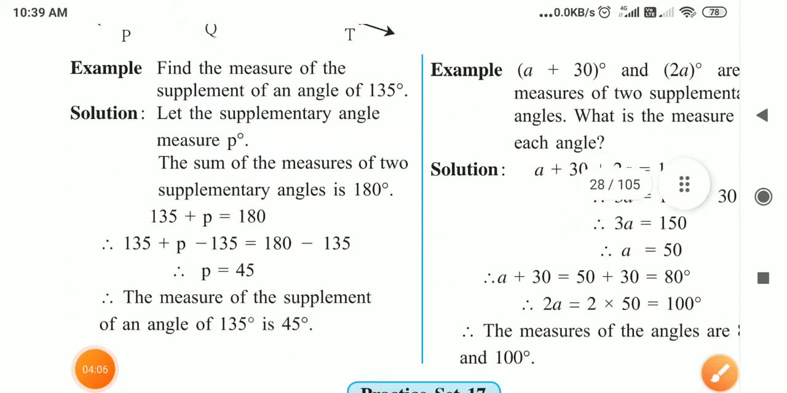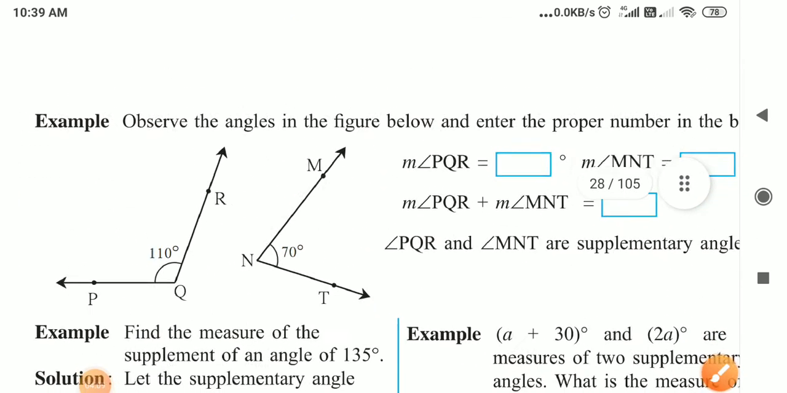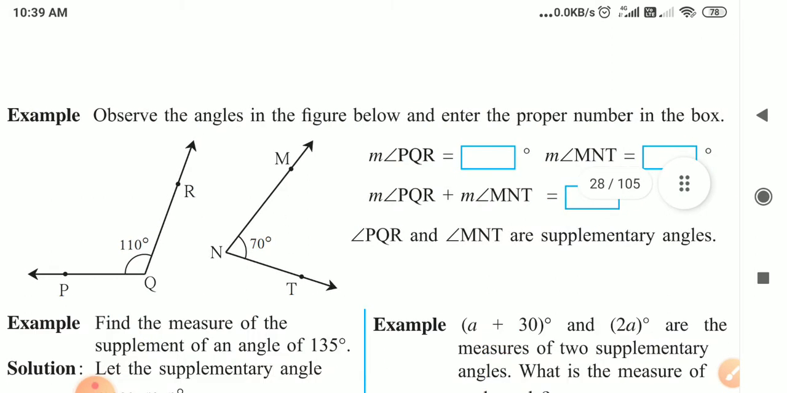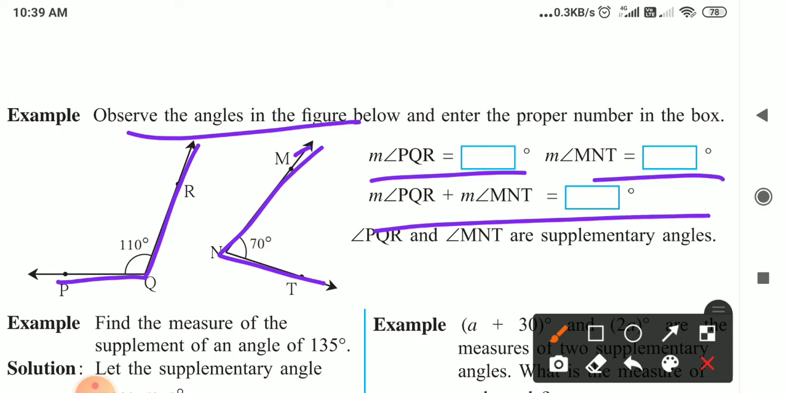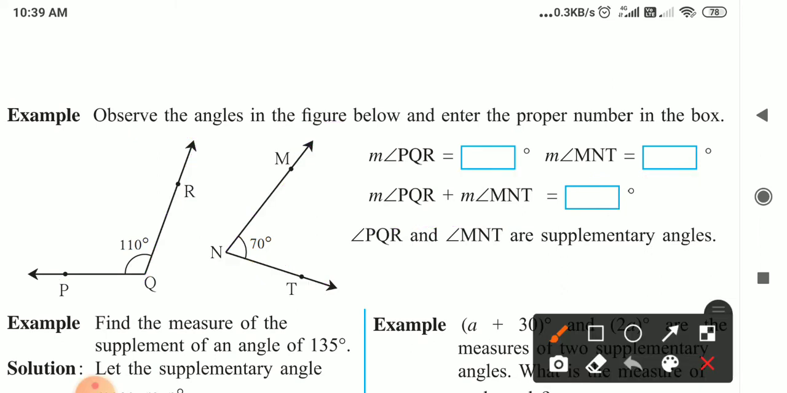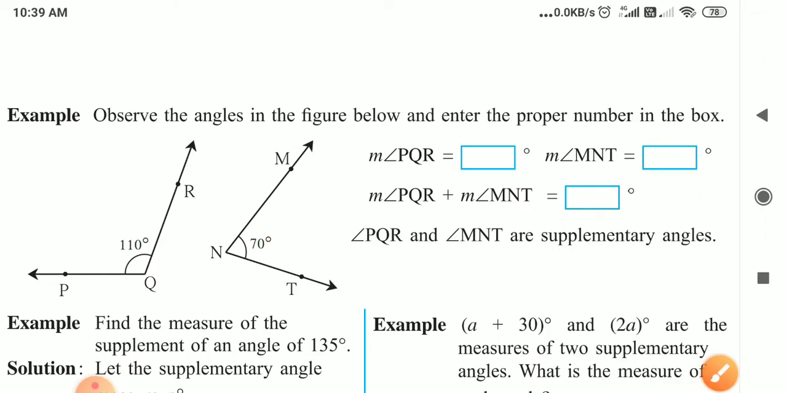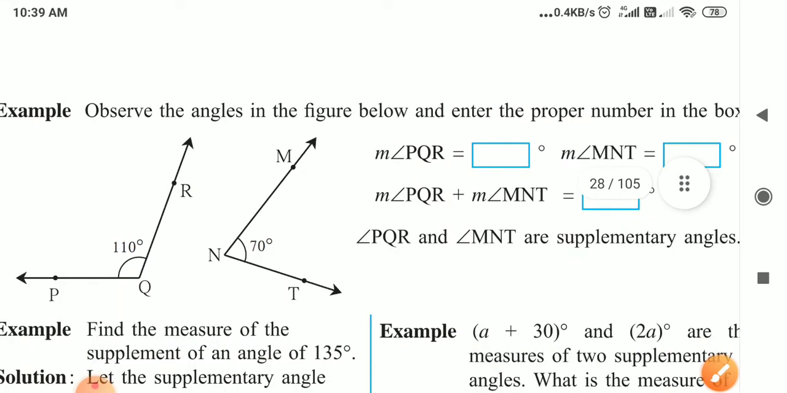Now we will see the questions given here. Observe the angles in the figure. Two angles are given, angle PQR and angle MNT. Enter the proper number in the boxes. Such activities may come in the exam, and at that time you have to draw these boxes wherever shown in your textbook or question paper, and write the answers in front of them.